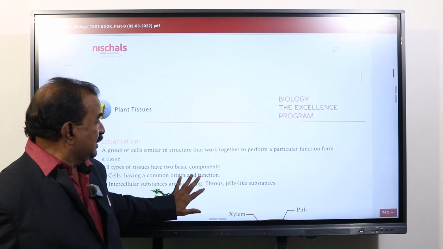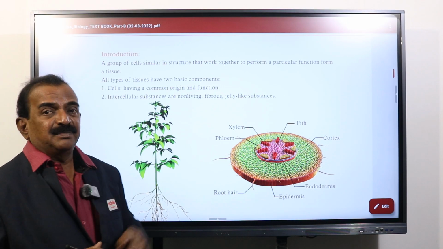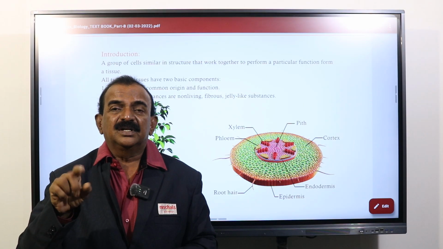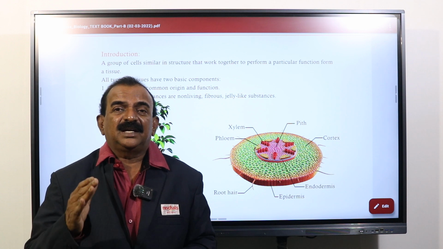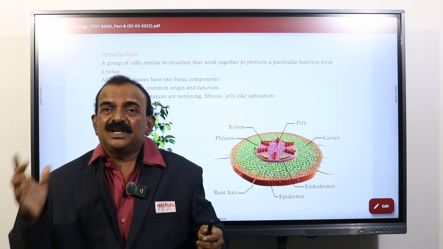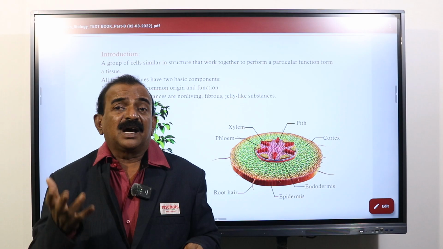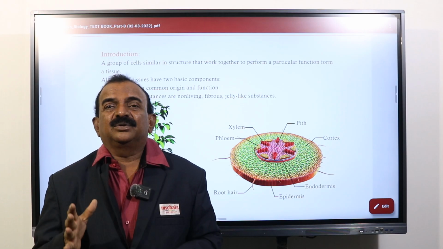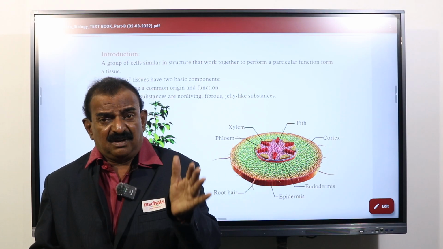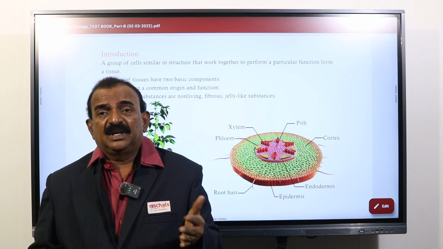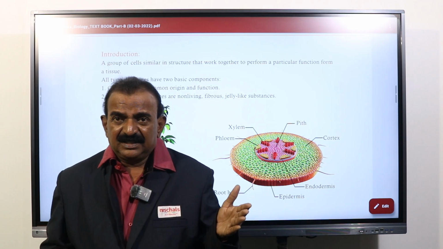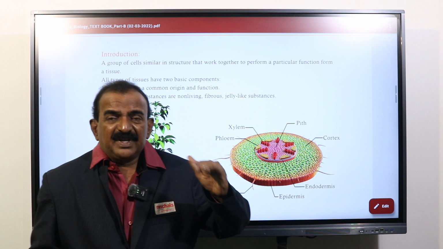Next you see the introduction. In the introductory part you see a tissue. Already we learned that a cell is called the structural and functional unit of living organisms. In plants, cells organize together to form a tissue. A tissue consists of the same type of cells which have the same origin and perform the same functions, and they originate from a single structure.